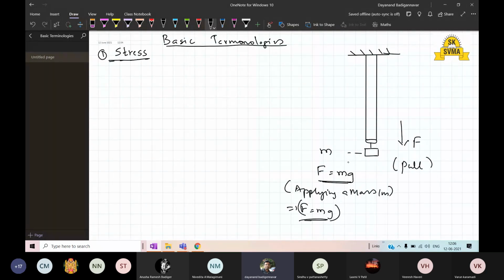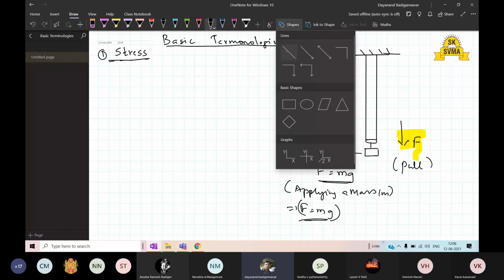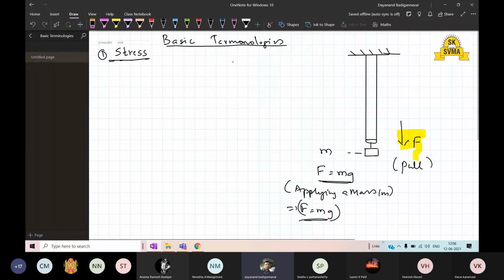Or if you don't want that, you can also apply the force directly. As I have been telling you again and again in the earlier class, there is an extension in the length of the wire when you apply the force like this. So I have the material like this.